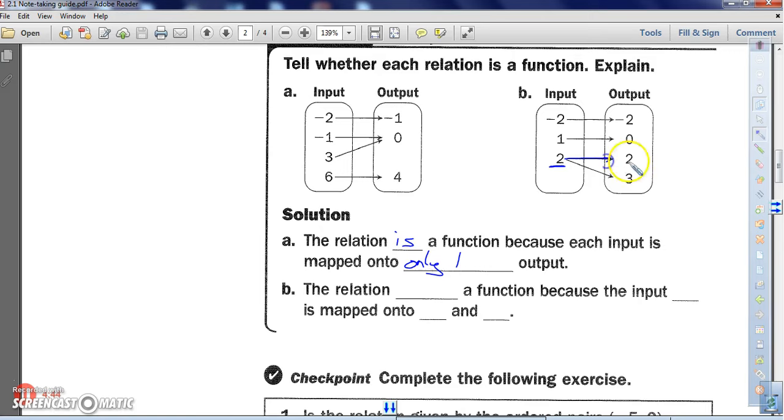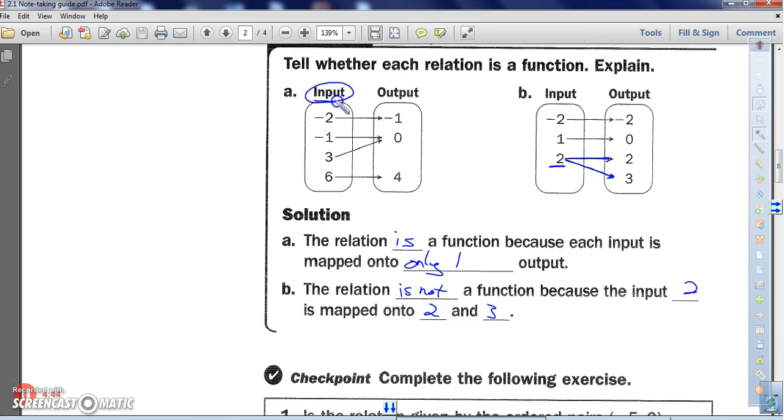It's being paired with 2 for a y, but it's also being paired with a 3. So an input of 2 has two different numbers that go with it. And so therefore this relation is not a function because the input 2 is mapped onto both 2 and 3 at the same time.